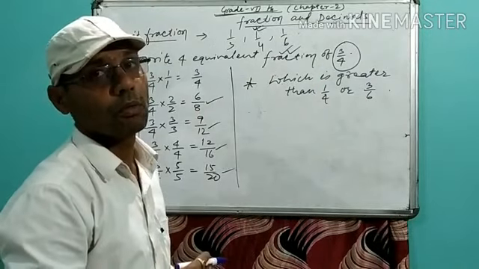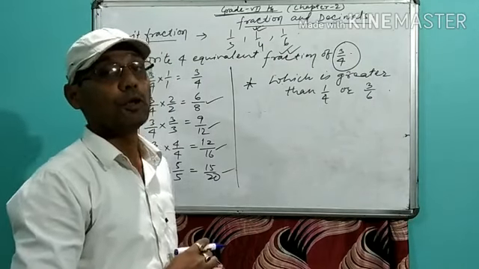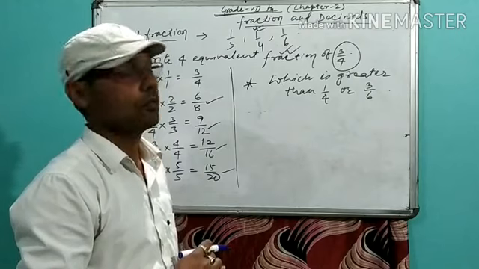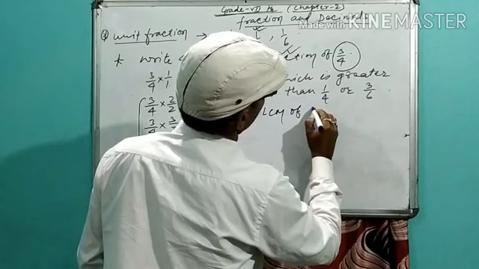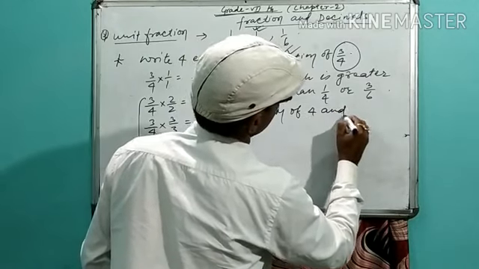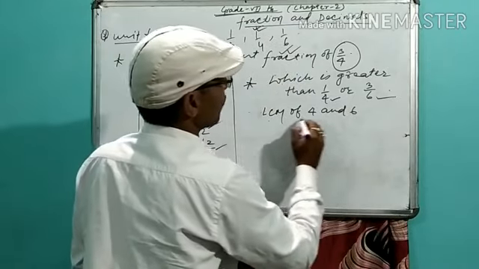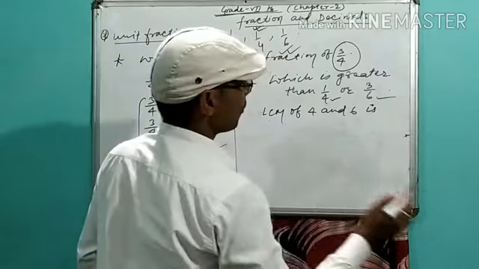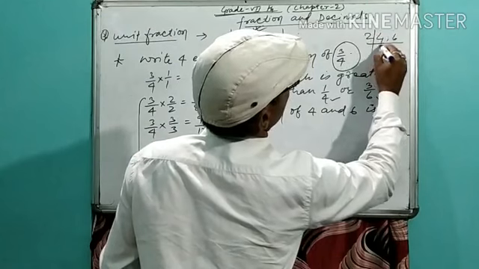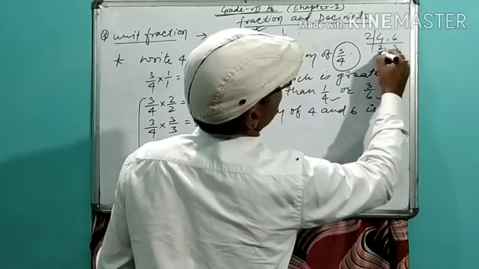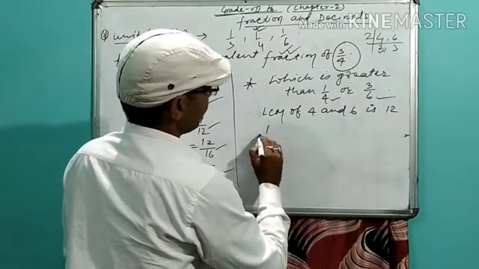What you will do? At first you have to take the LCM of the denominators. So the LCM of 4 and 6, these are the denominators. You know how to find it? LCM of 4 and 6: 2 fours are 8, 2 threes are 6... 3 twos are 6, 2 sixes are 12. Very clear? Now 1 by 4 is here.